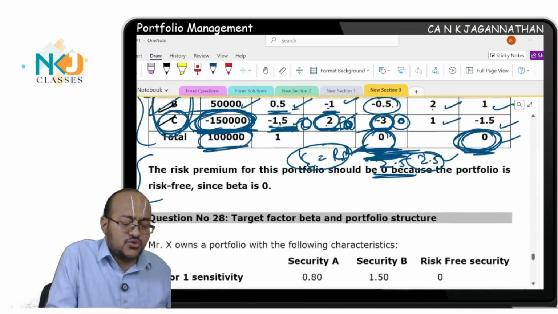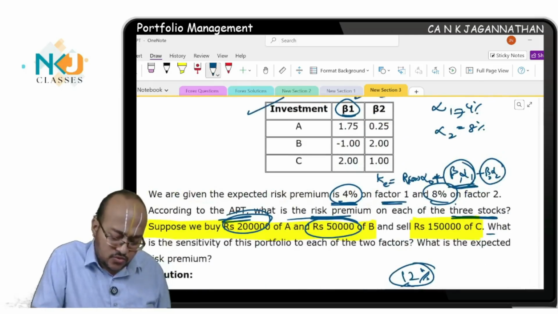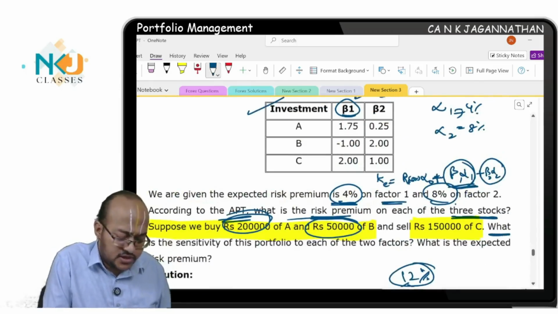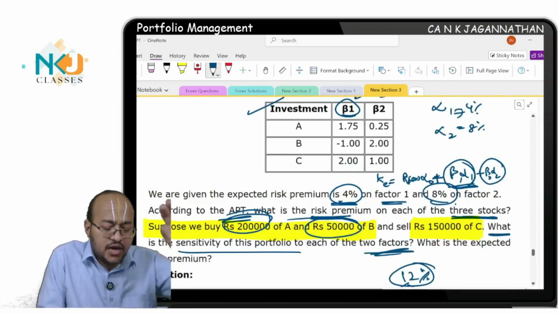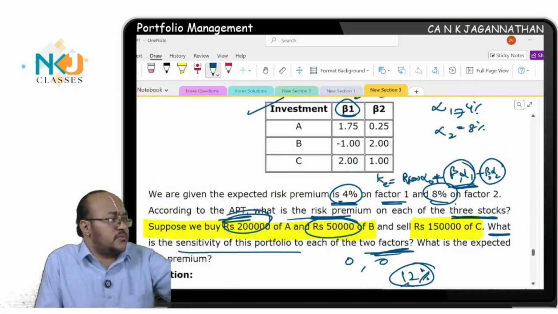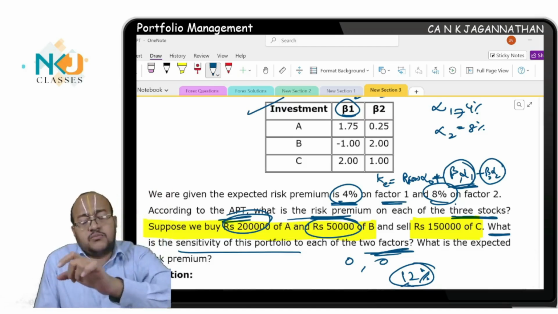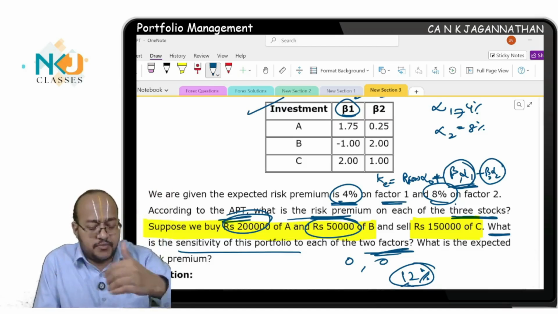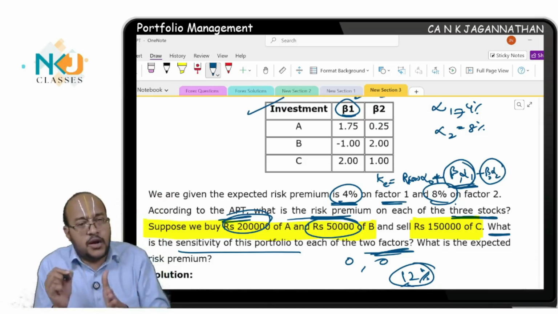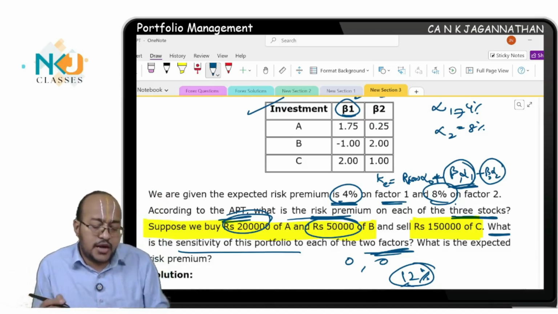So what is the solution, sir? You have told all these things, the questions we did not solve now. What is the sensitivity of the portfolio to each of these factors? Anyway, it is 0 and 0, because sensitivity is nothing but weighted risk premium, which is beta 1 into lambda 1, beta 2 into lambda 2. Anyway, the total comes to 0.